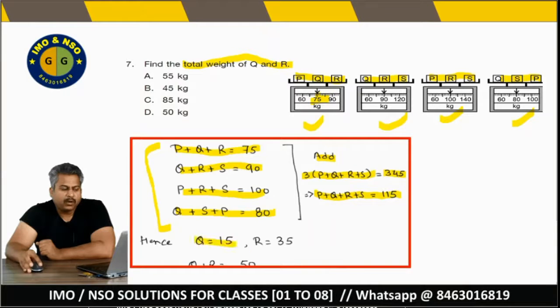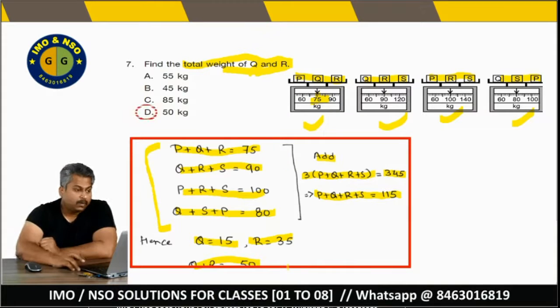So now, using this total equation of 115 and these individual equations, we can easily find the value of Q and R. So Q will come out to be 15, R will come out to be 35. And what was asked? Find the total weight of Q and R. So if we want to find total weight of Q and R, which is 15 plus 35, that is equal to 50. Okay. So this was our question number 7. Now, so option D is the correct answer.